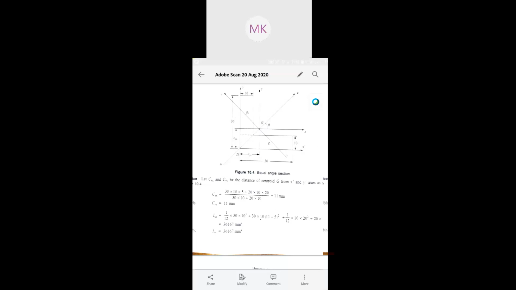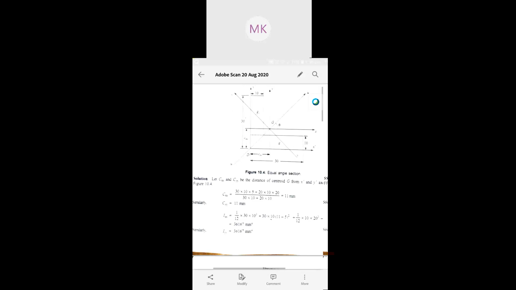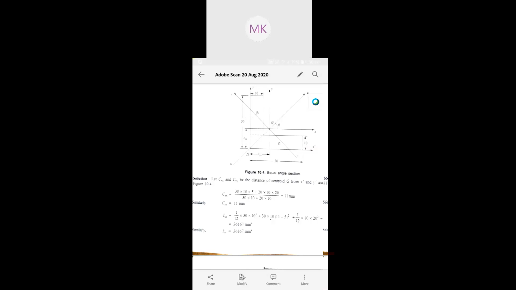Similarly it is also for Cyy, but you just replace X1 and X2 by Y1 and Y2. Same formula. Means Cyy is equal to A1 into Y1 plus A2 into Y2 divided by A1 plus A2. Are we able to get it? Yes, sir. If you are not able to write, or if you miss something, please let me know in between. I will repeat, no problem.